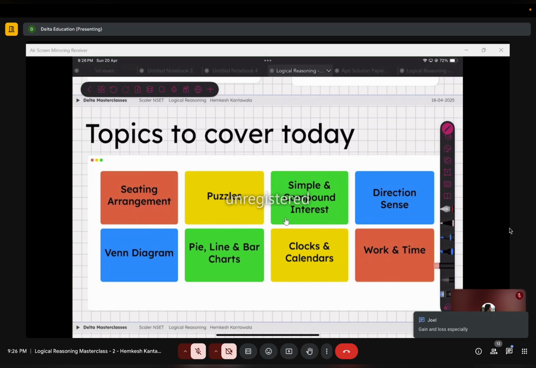Let's see. Okay. Venn diagram is easy, Atta. You can find questions on Google, or you could solve our papers on the Delta platform itself. You would find many such questions and you are good to go. Clocks and calendars and work and time, I also know it's a slightly tricky portion. So yeah, I'll add 2 to 3 questions. Some questions would be story based, some would be directly calculative. So yeah, let's see. Gain and loss especially.